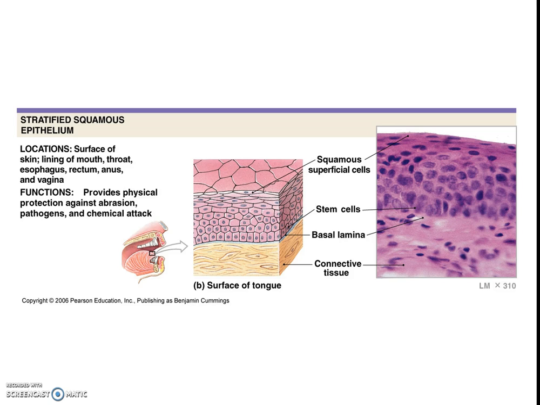Again, we're going to see these in places where we need more protection. Again, they're going to line things such as our mouth, throat, esophagus, and so on. But it's going to be in places where we need more than just one cell layer thick, so something doesn't just rub off the layer. And also, it can be in places where possibly we shed the top layers but keep replacing them with our stem cells.